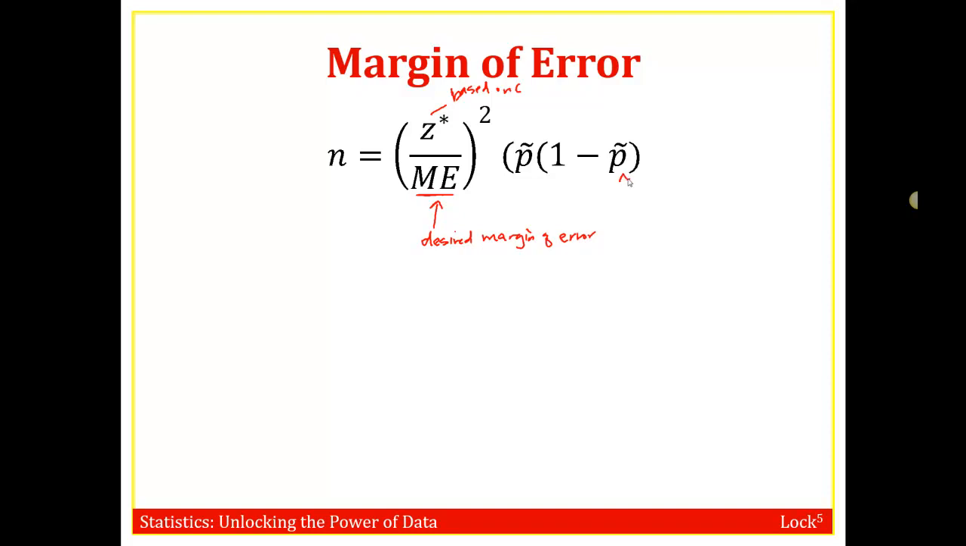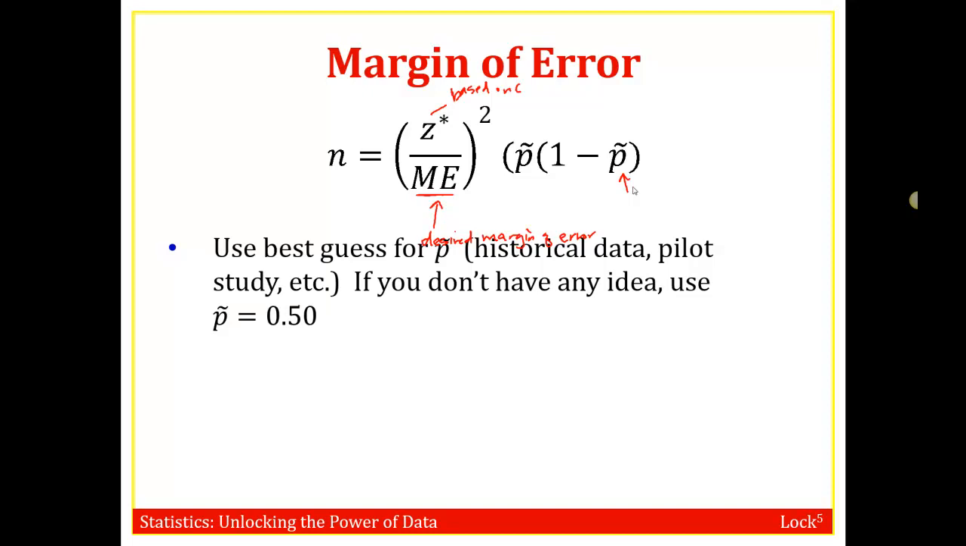And p tilde is going to be our best guess for what p is. Sometimes we have something we can go off of, maybe some historical data or a pilot study that's been done. Maybe we're doing some kind of political survey and we did a similar political survey last week, and we could use that as a starting point for our p tilde. Other times we might have absolutely no idea what p is going to be, and in that case we should just use 0.5 for p tilde, because using 0.5 is going to give us the largest sample size in the end. It's the most conservative estimate that we could possibly use.